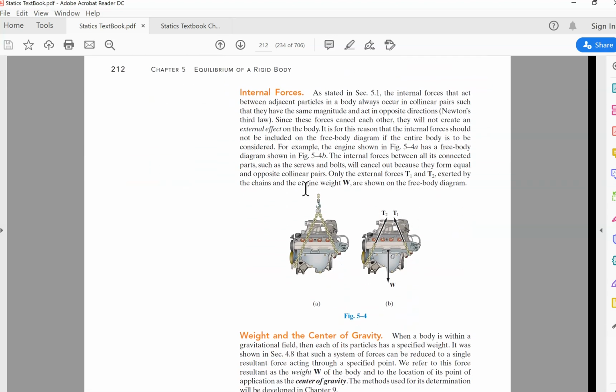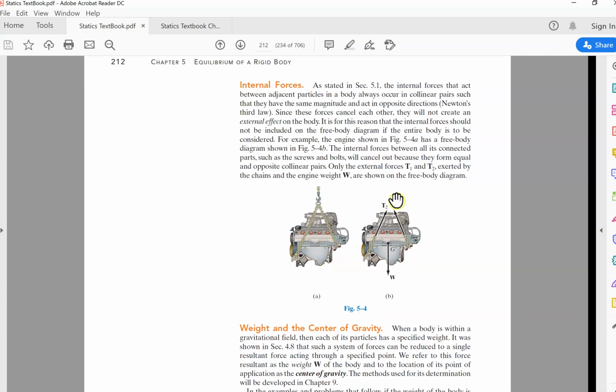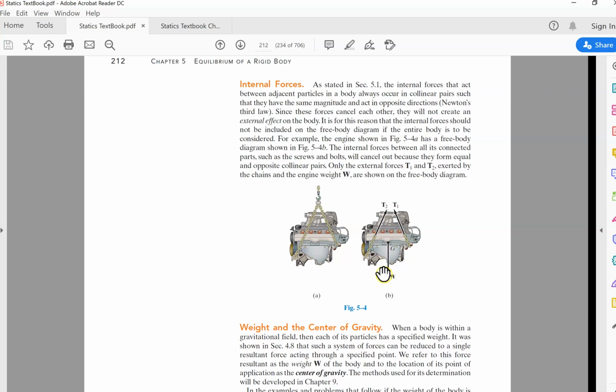Every object has got its internal forces, but in this lesson we do not discuss the internal forces. Internal forces come in chapter 7. The reason being that we only look at external forces, because internal forces most of the time cancel each other off. They are there, but they come in collinear pairs, so they cancel each other off. So that's the reason why we don't expose the internal forces.